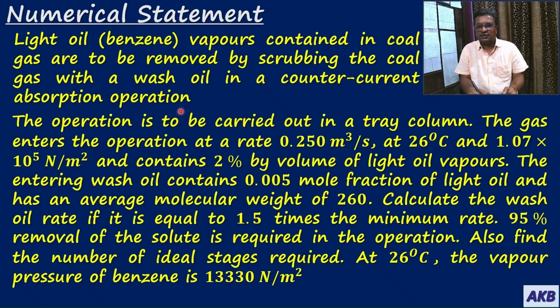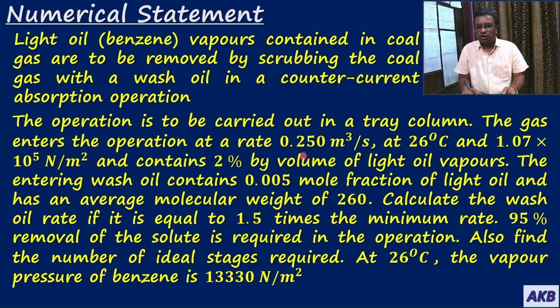So the objective here is that the counter current absorption operation is being used to absorb light oil or benzene vapors into a wash oil, which is the solvent in this case. Then this operation is to be carried out in a tray column. The counter current absorption operation is to be carried out in a tray column.